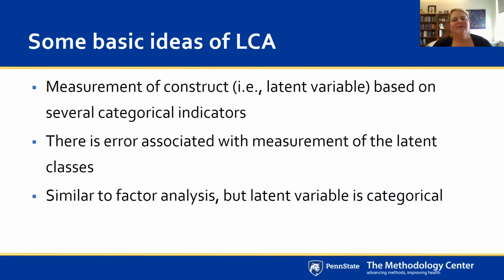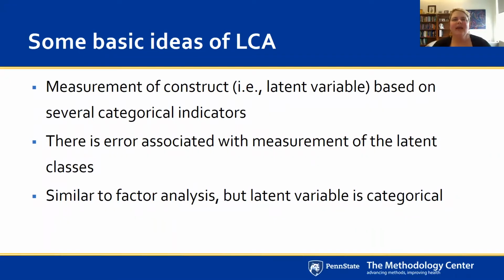Because we're interested fundamentally in this idea of measurement error, just as in factor analysis, we base the measurement of our latent construct on several categorical indicators. In factor analysis, we're talking about a continuous underlying latent factor that is typically measured with continuous items. In LCA, we're talking about a categorical latent variable that's typically measured with categorical indicators. If you're interested, we can talk more about continuous indicators during the discussion.